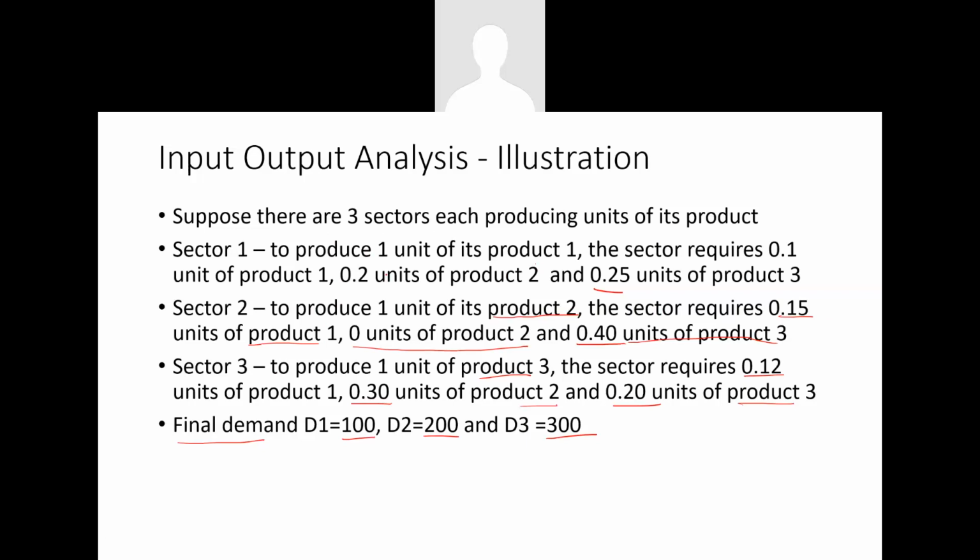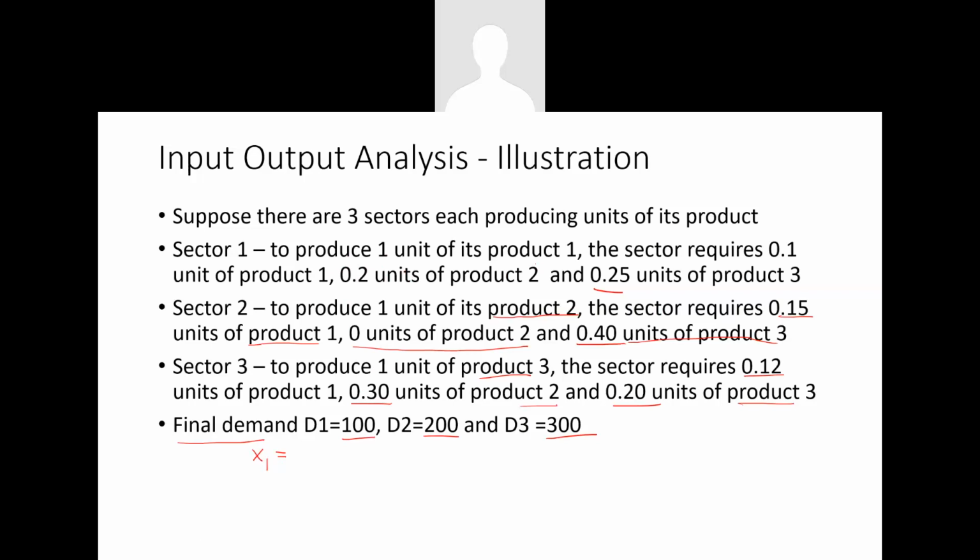Right, now let us present this information mathematically. Let us say we have to decide how much of x1 has to be produced. Okay, that is to produce x1. Of course, we know that x1 is going as an input in its own product. It is also going as an input in the products of other sectors like product 2 and product 3.